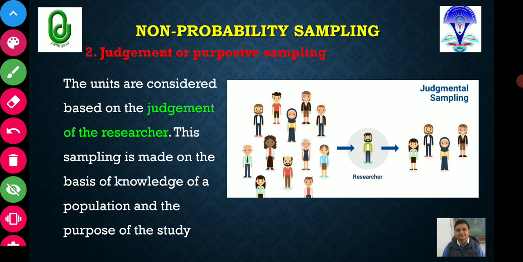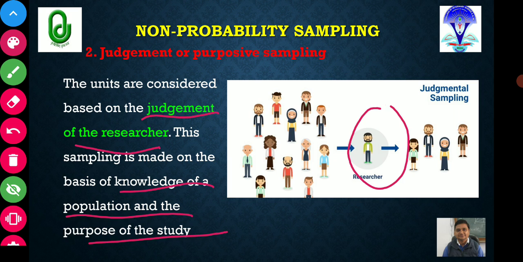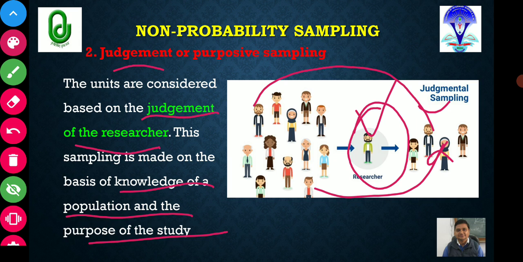The second one is judgmental or purposive sampling. Here the units are considered based on the judgment of the researcher. This sampling is made on the basis of knowledge of the population and the purpose of the study. The researcher, based on his experience or his knowledge about the population, will decide the elements that he has to take into the sample. That is why it is called judgment sampling or purposive sampling. Purposively, the researcher will take a few samples from the population.